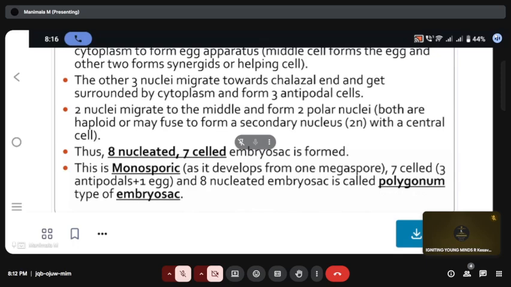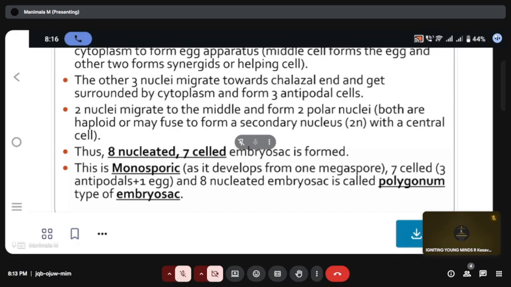Actually, this question was asked this time in the board exam. The polar nuclei form the secondary nucleus in the central cell. So it is 8 nucleated, make a note of it. But a 7 celled embryo sac is formed. In the center, the 2 polar nuclei, we will consider as one cell only. So we can say 8 nucleated, but we say 7 celled stage.